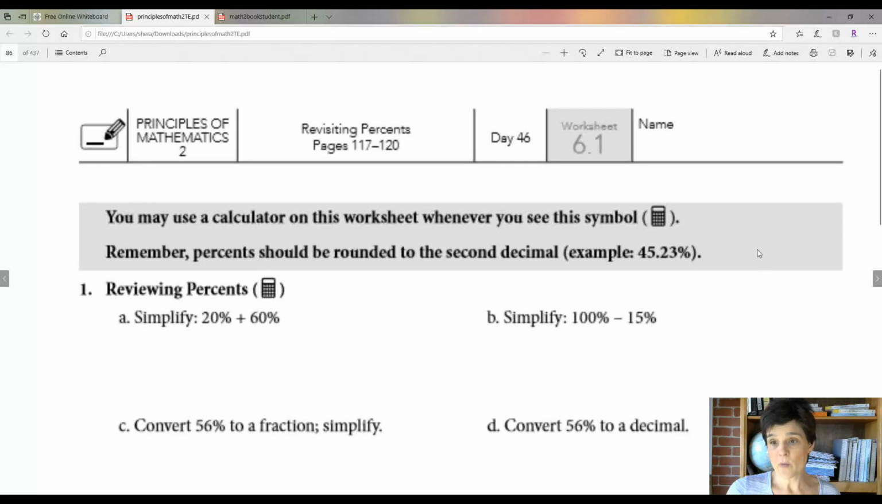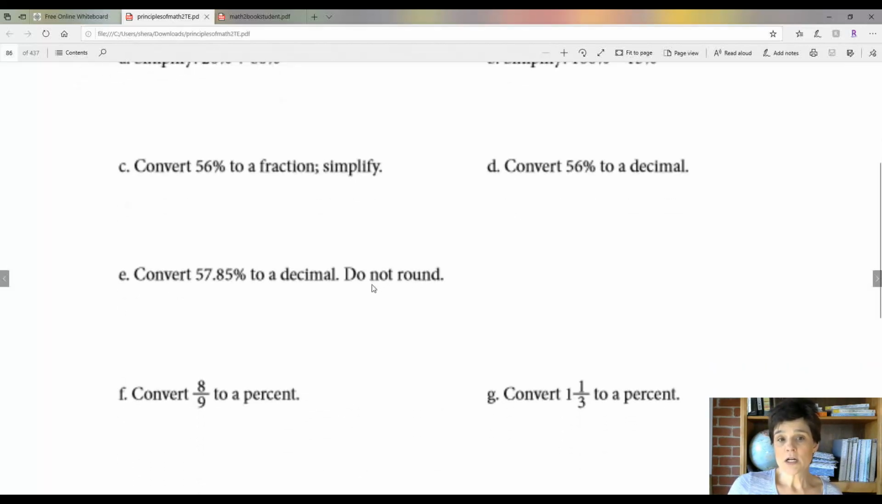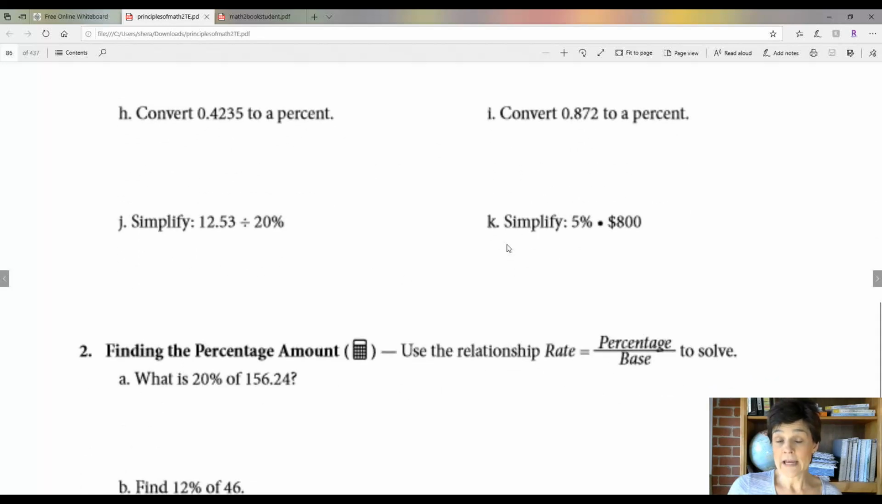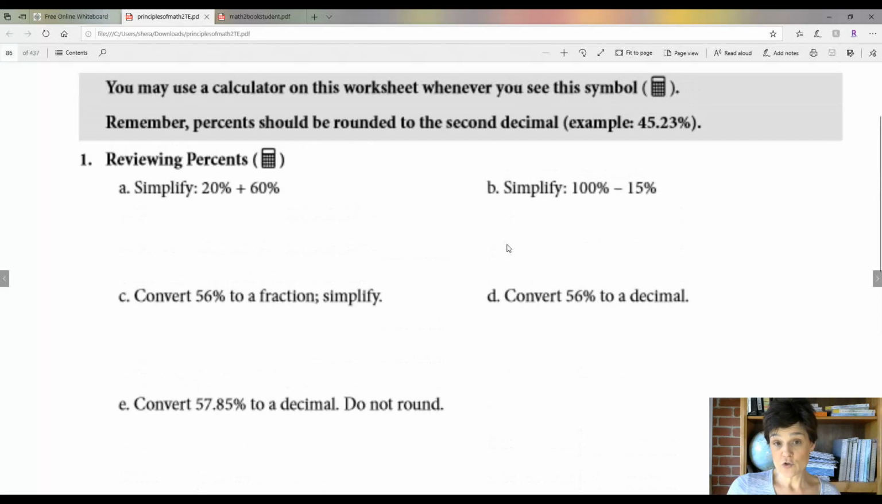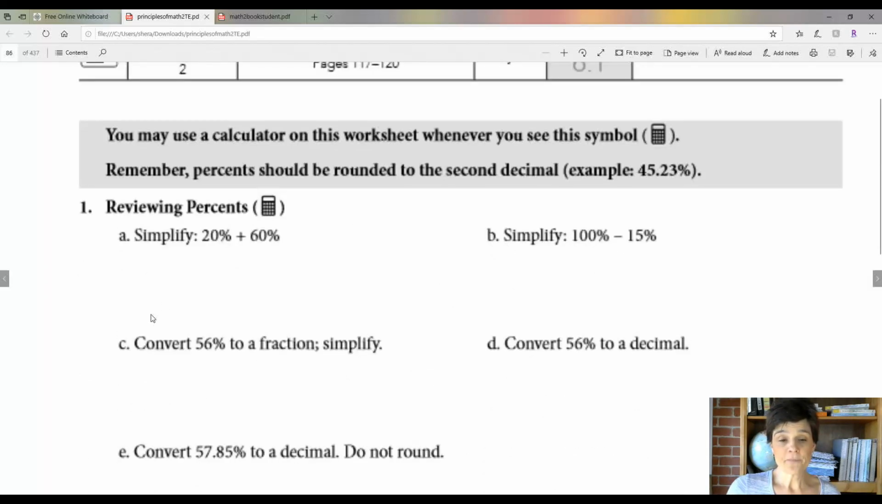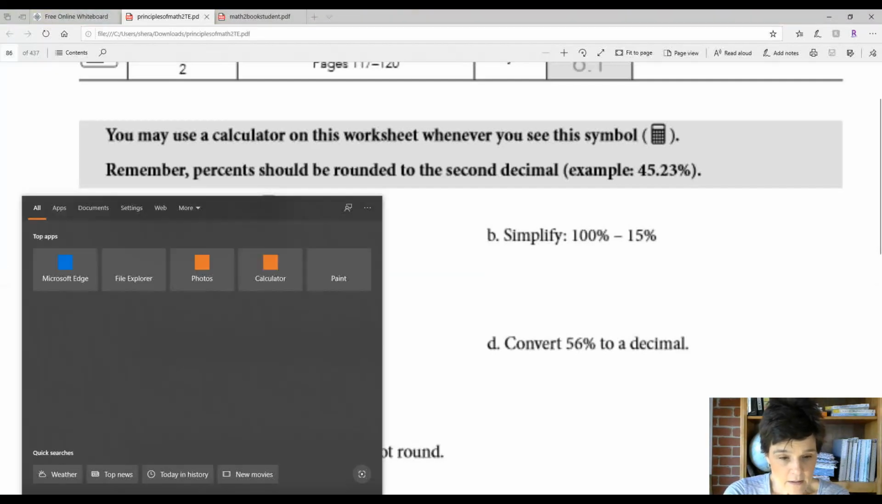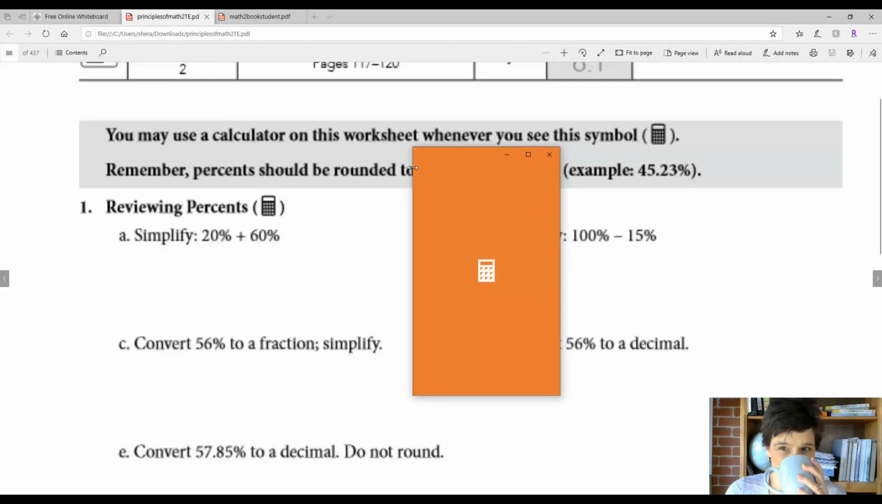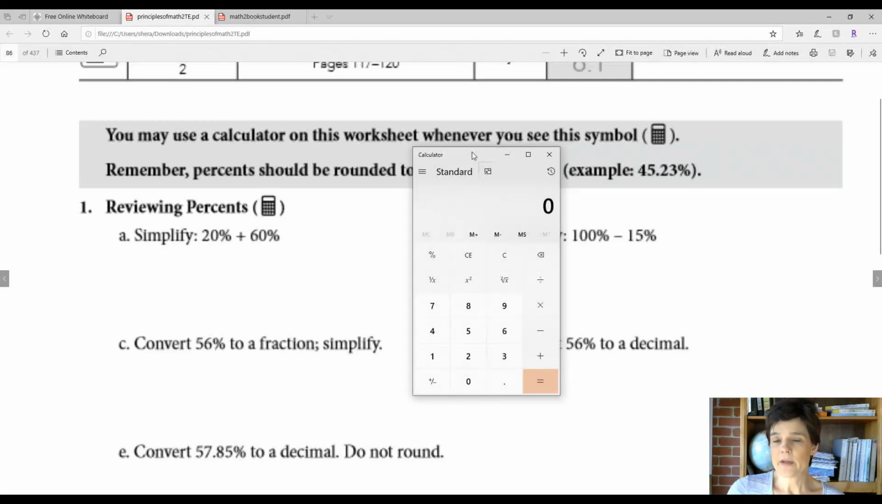So let's look at the worksheet. On this first part, 1A through K, you'll be able to use your calculator. It looks like on the whole front of the page you'll be able to use your calculator. Let me pull mine up here so I can help you with a couple of these.